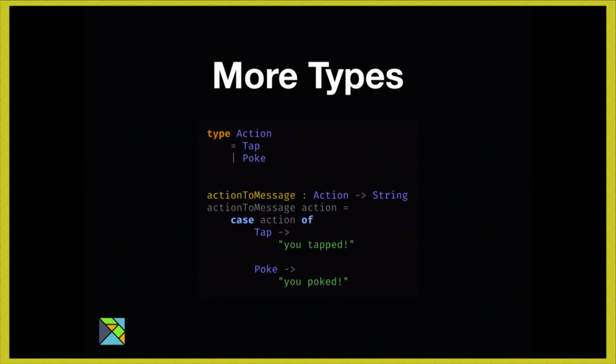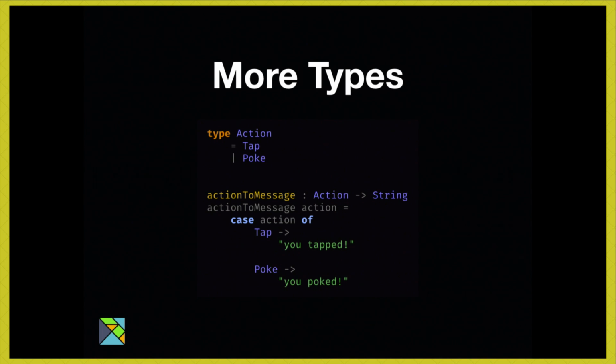So union types. Up at the top, we've got type action, and that can equal either tap or poke. Again, I'm using some community Elm format sanctioned style here. You could also write that out on one line. If you don't have a ton of types, you could just say type action equals tap vertical bar poke. This is just kind of a convention. You just generally always list them out this way.